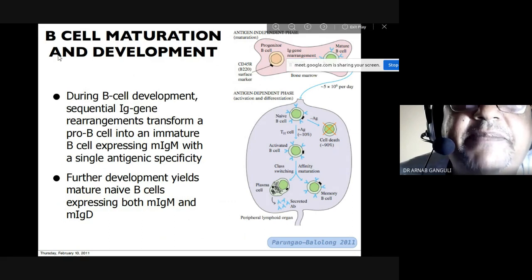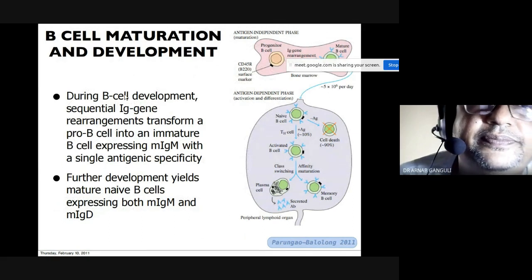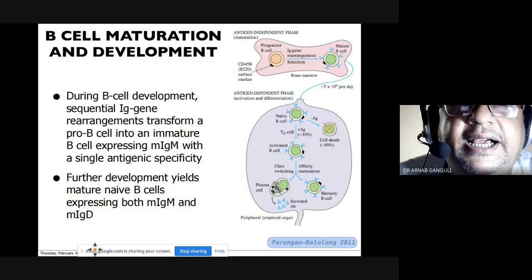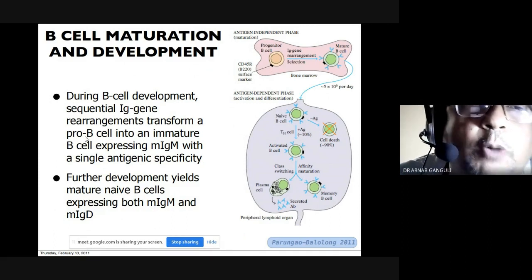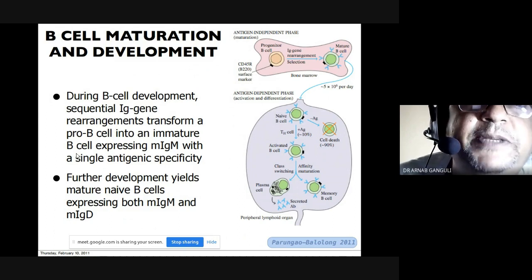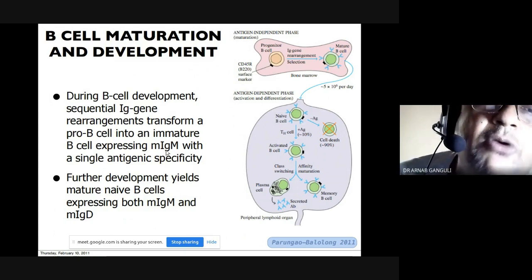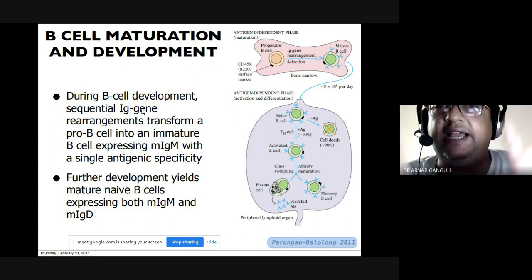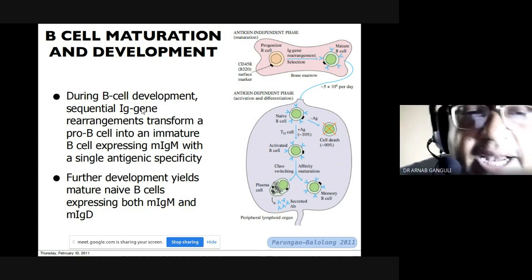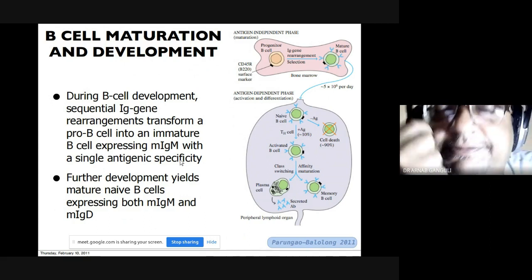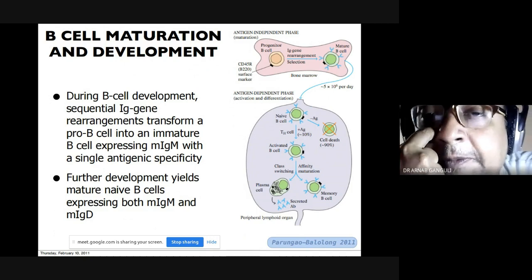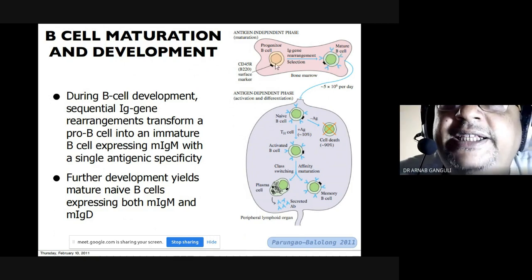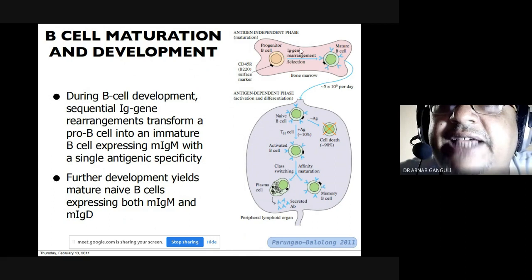Now B cell maturation and development. During B cell development, sequential Ig gene rearrangement transforms a pro B cell into an immature B cell expressing membrane-bound IgM. IgM is five antibodies bound together with a single antigenic specificity. Inside the bone marrow, Ig rearrangement takes place and a mature B cell is present.